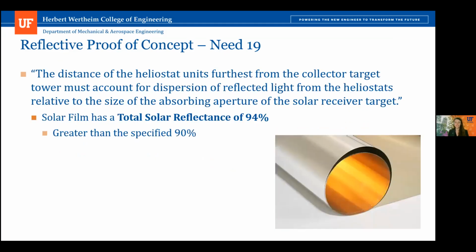More on the material specific metrics that we met. We defined metric 19 as having a reflectivity of at least 90%, and the solar film that we are using has a reflectance of 94%, as seen in that previous slide.